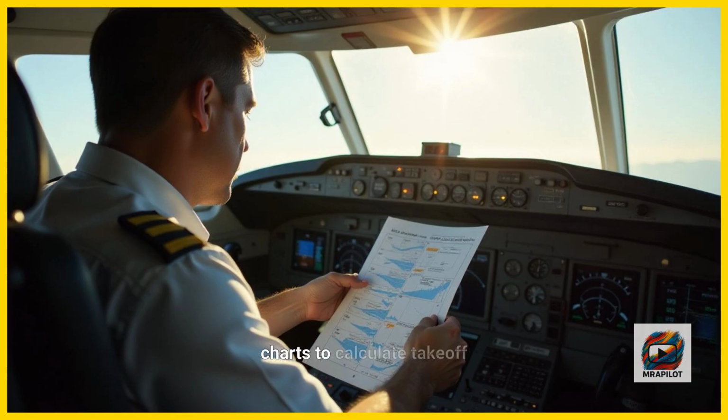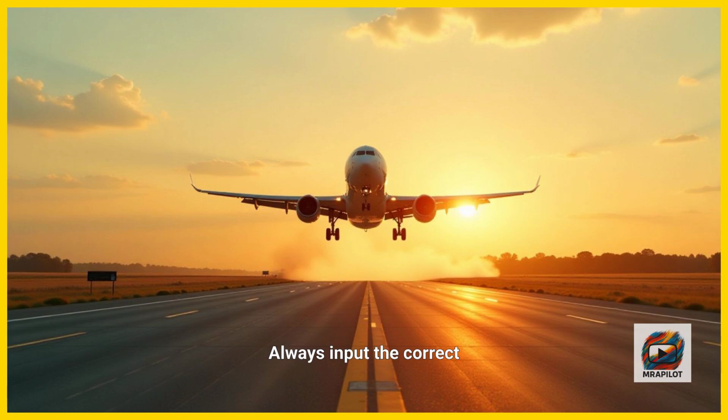Pilots use performance charts to calculate takeoff distance, rate of climb, and cruise speed based on temperature, pressure altitude, and aircraft weight. Always input the correct OAT, because even a few degrees can make a big difference. Let's talk about temperature inversions. Normally, temperature decreases with altitude. But sometimes, a layer of warmer air sits above cooler air. That's an inversion. These can trap moisture and pollutants, creating fog, haze, or smog, especially in valleys or urban areas.